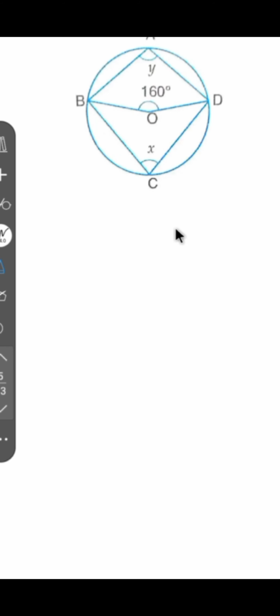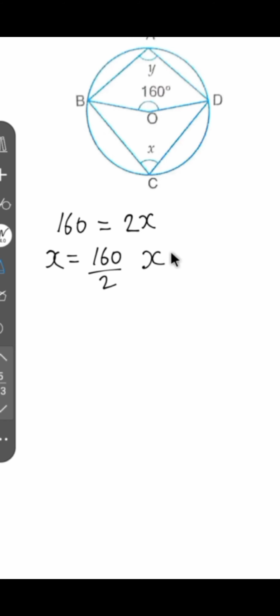Now, in this question, we are asked to find x and y. We're going to use the center theorem. In this place, we can say 160 is equal to 2x. From here, I can just say x is equal to 160 over 2. x is equal to 80.